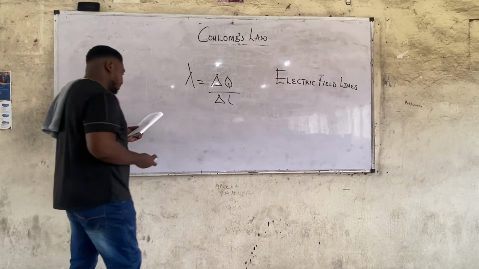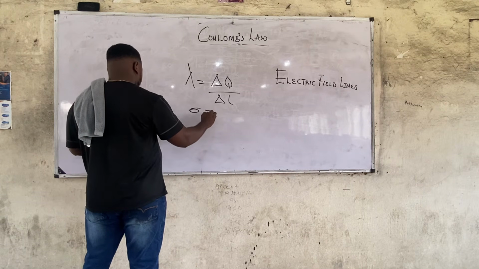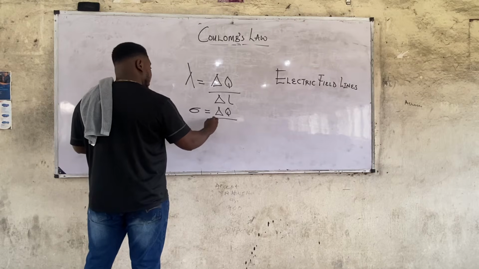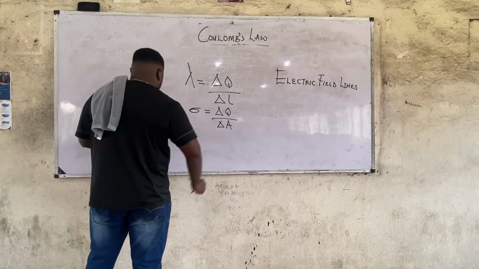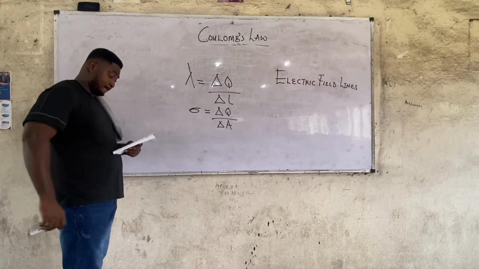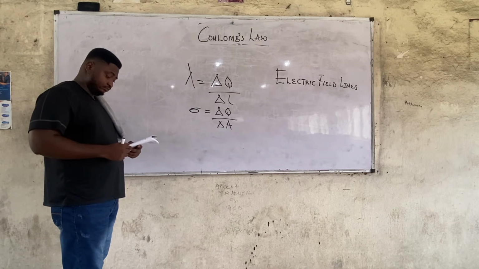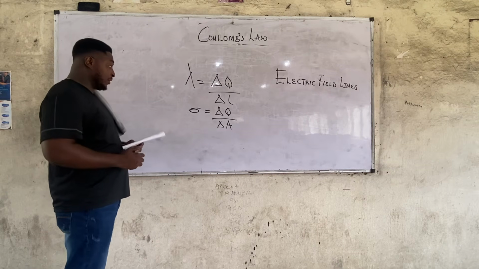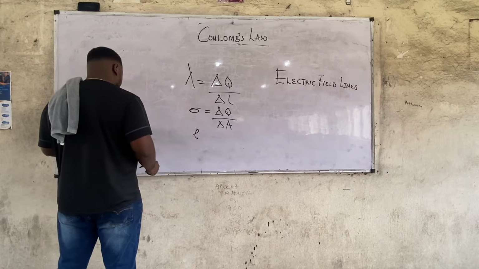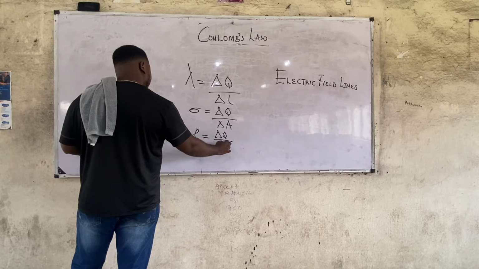Surface charge density is represented with the sigma symbol. It is the change in quantity of charge over change in area. It's called surface area charge density. And volume charge density is represented with the symbol rho. It is the change in quantity of charge over change in volume.